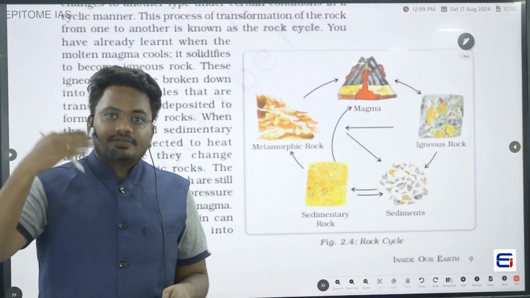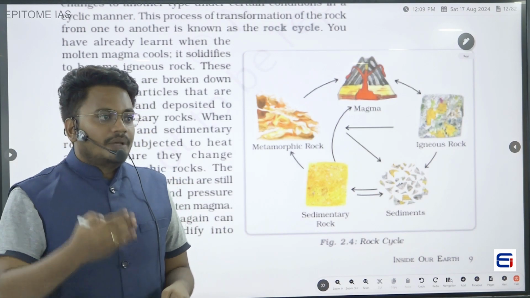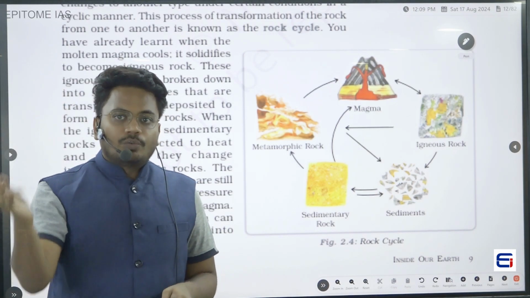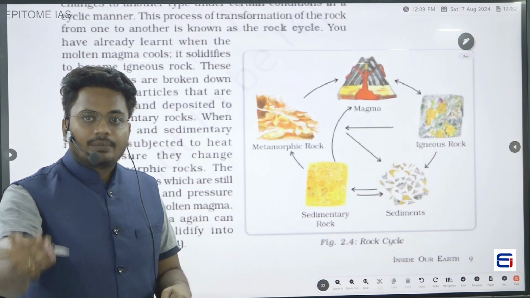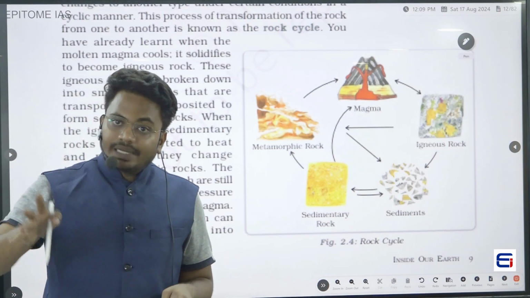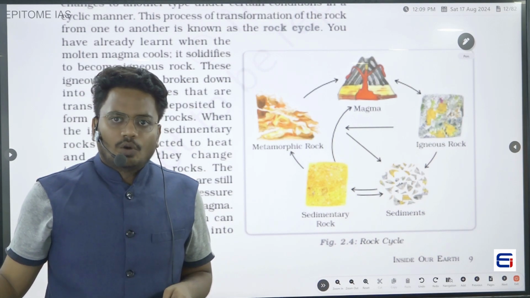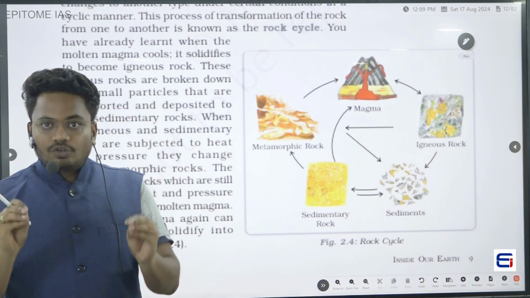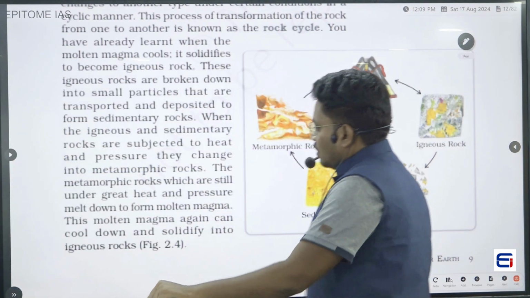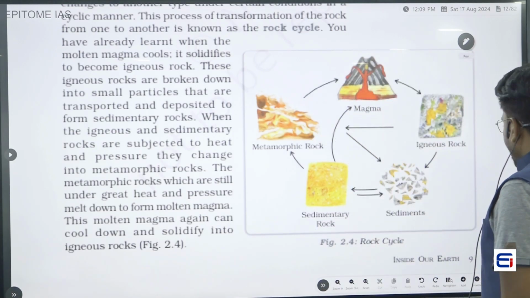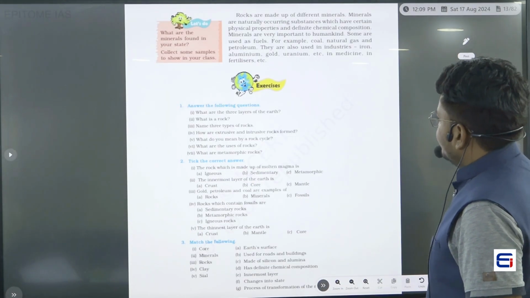And in this process, the rocks will be transforming from igneous to sedimentary, or igneous to metamorphic, or metamorphic to magma, or sedimentary to magma. Sometimes igneous rocks as well change into magma. Okay. So that is the point we should understand.